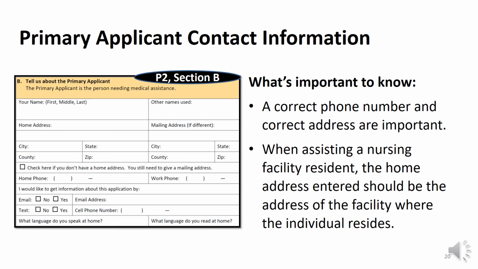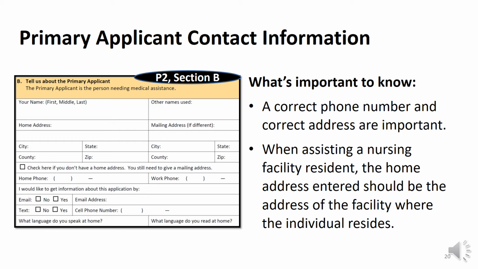The primary applicant contact information is in section B of page 2. What's important to know? A correct phone number and correct address are very important, and always keeping that updated with the KanCare Clearinghouse is also very important. Email and text are not important because at this time KDHE does not use these forms of communication.